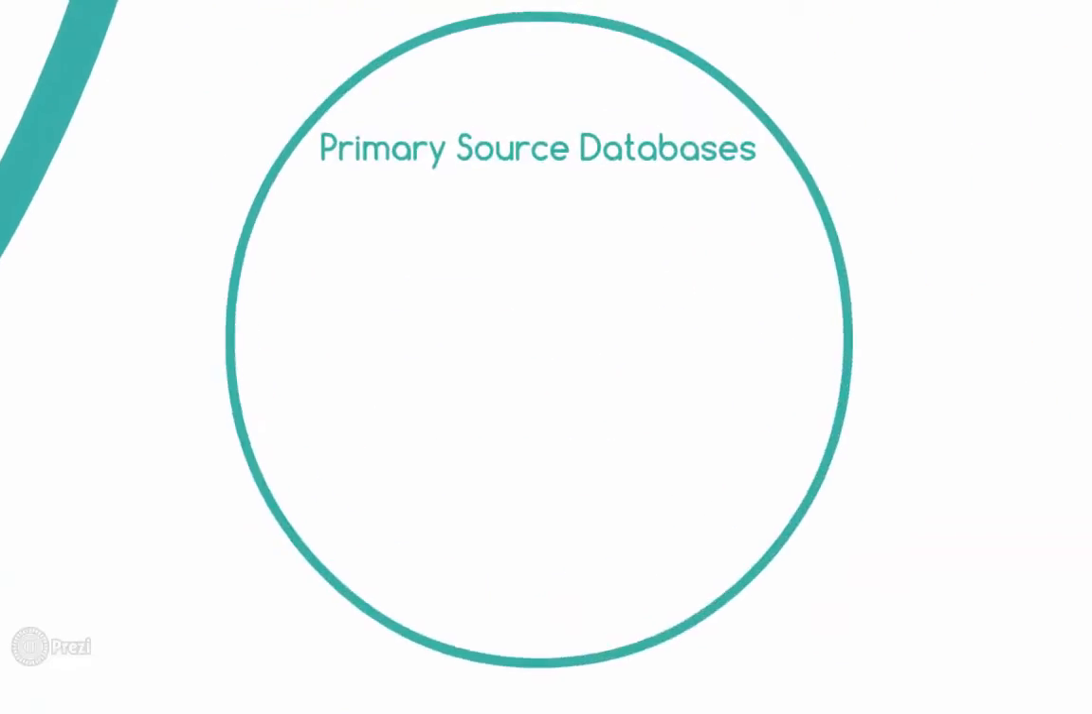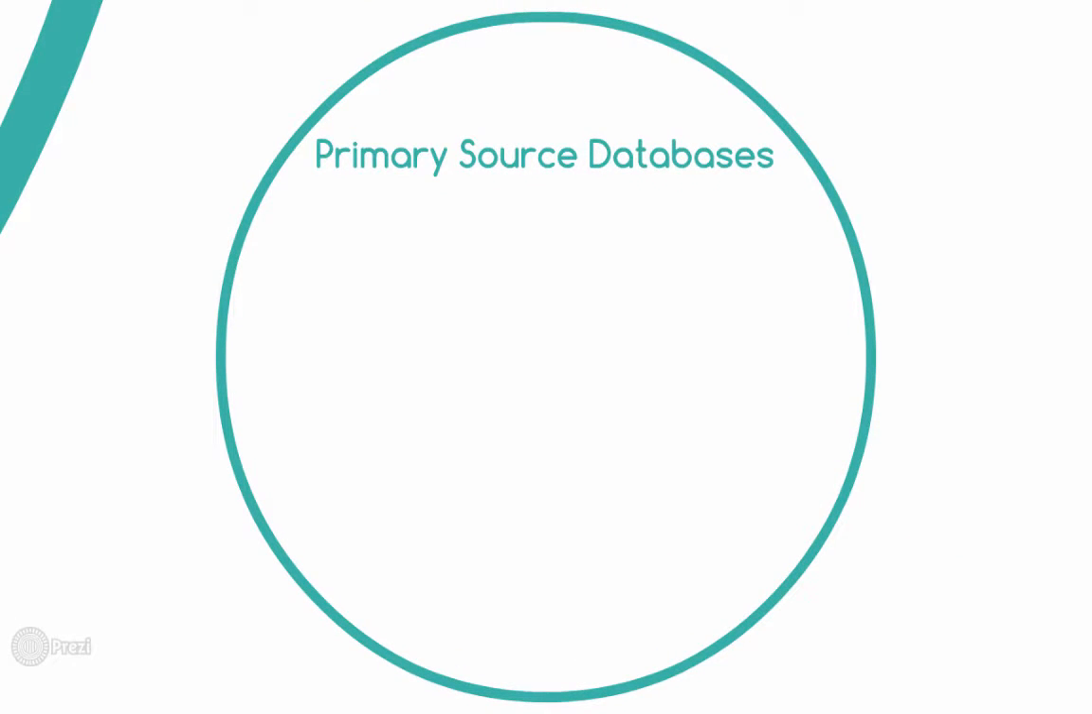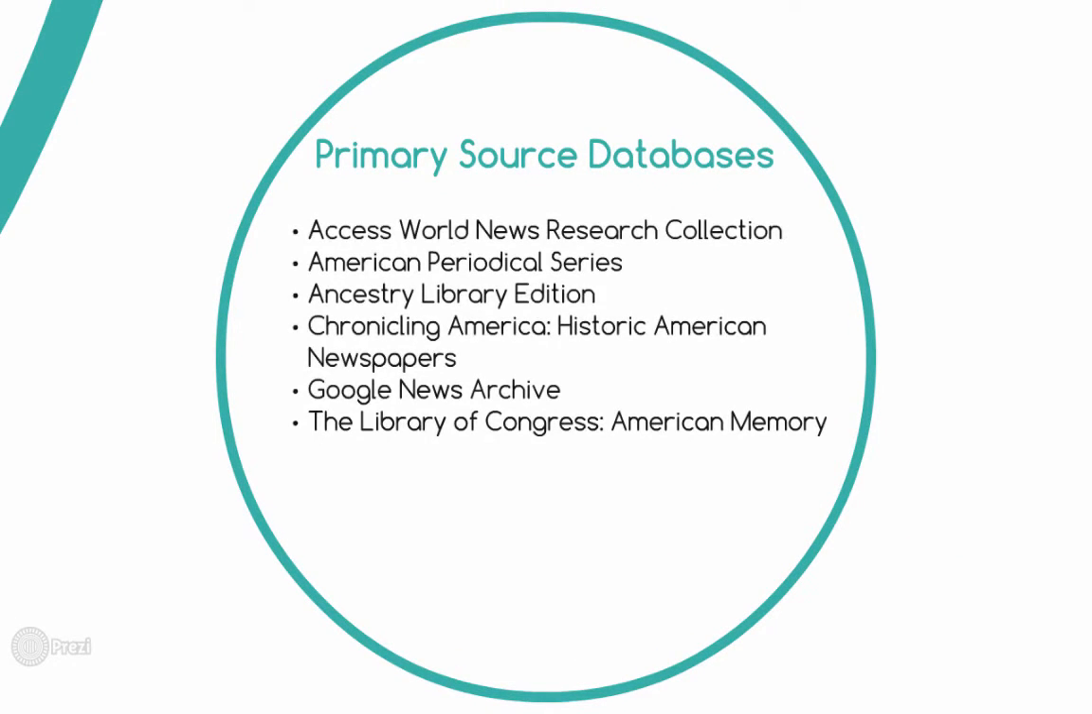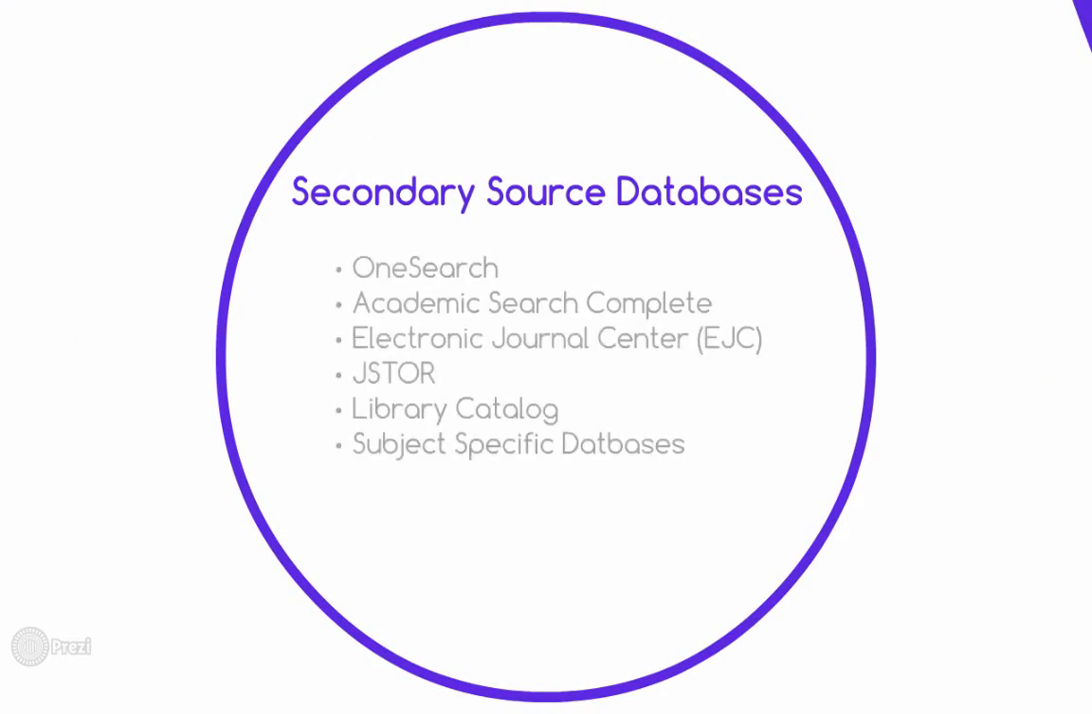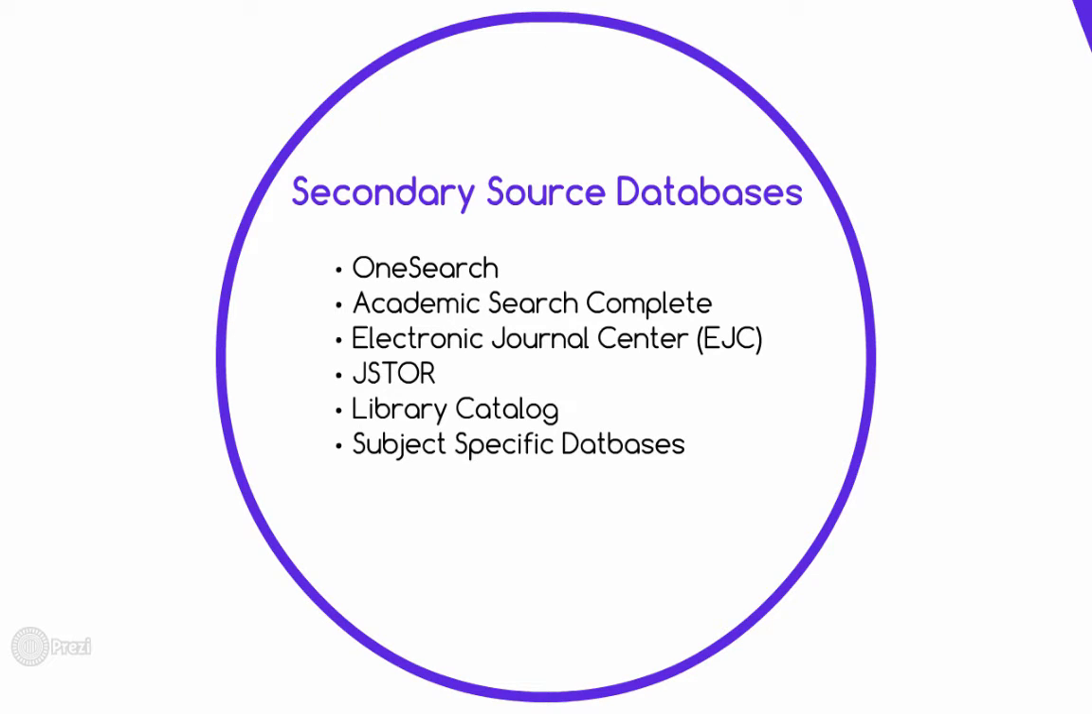At Shafer Library, we provide access to both primary and secondary sources. Here are some of the databases you can search to find primary sources. You can also use the microfilm machine located in the basement of the library to look at newspapers published as far back as the 1850s. If you are looking for secondary sources, here are some places you can search in.